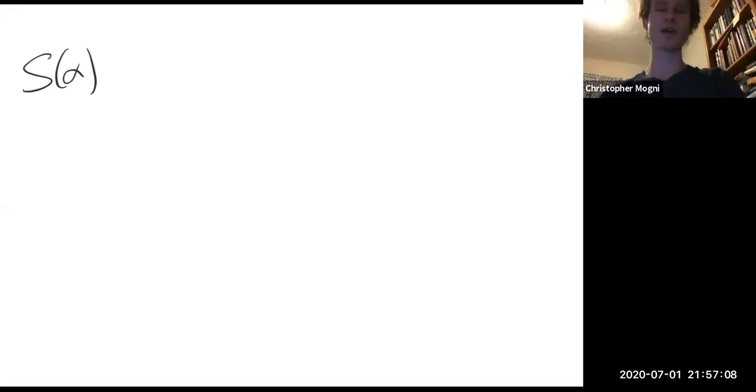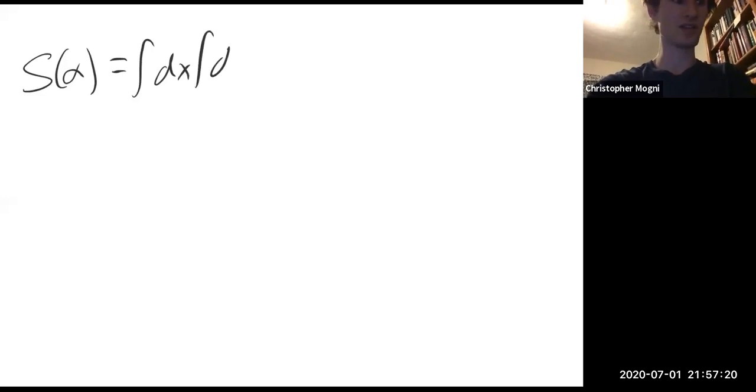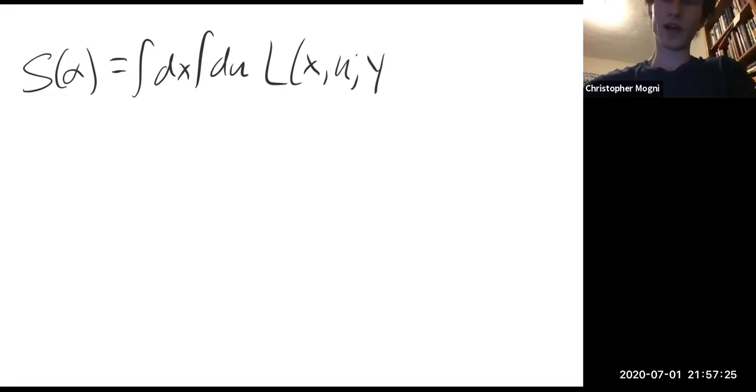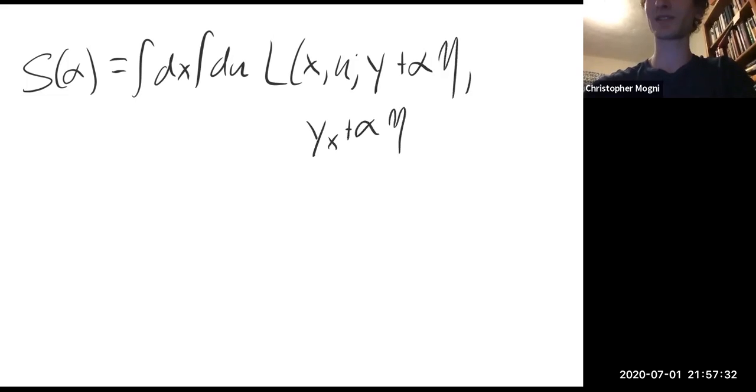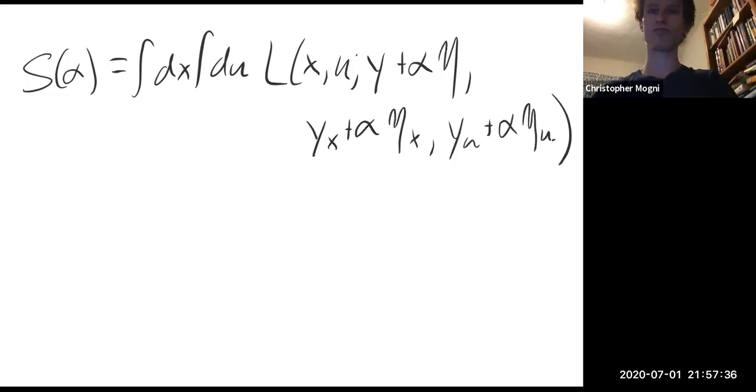So what that means is we're going to have the following setup. If we introduce this alpha parameter, which is going to control how much we've actually varied the function y, which is plugged into the integrand L, we're going to get the integral dx du of L of x, u, y plus alpha eta, y sub x plus alpha eta sub x, and y sub u plus alpha eta sub u.